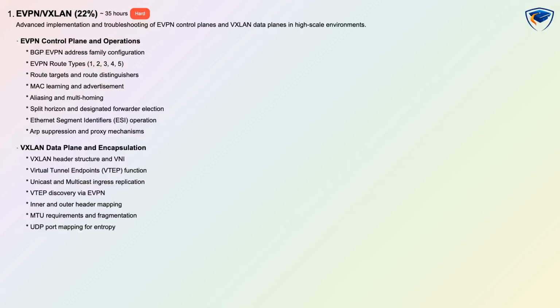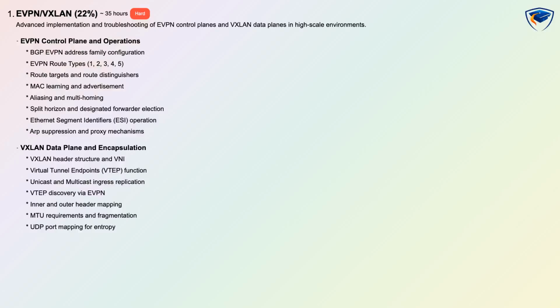EVPN and VXLAN form the heaviest domain at 22% and are rated hard with an estimated 35 hours of study and conceptual plus scenario-based assessments. You will learn advanced EVPN control plane concepts like BGP EVPN address family configuration, the EVPN route types 1 through 5, route targets and route distinguishers, MAC learning and advertisement, aliasing and multi-homing, and mechanisms such as split horizon and designated forwarder election and Ethernet segment identifiers.